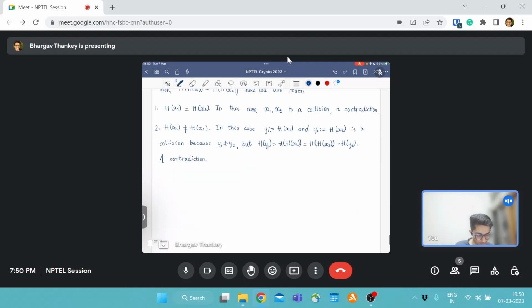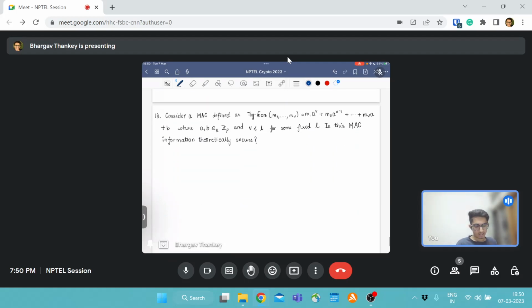Okay, yes, so this is fine. Let's move to the next problem. So this is again a problem about MACs. Consider the MAC defined as tag generation of M1 to MV is equal to M1 times A to the V plus M2 times A to the V minus 1 plus all the way up to MV times A plus B, where A and B are picked uniformly at random from the field Z_P. Here P is a prime. And the length V is less than or equal to L for some fixed quantity L.